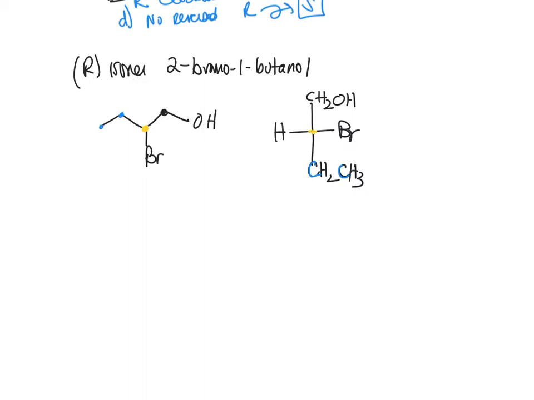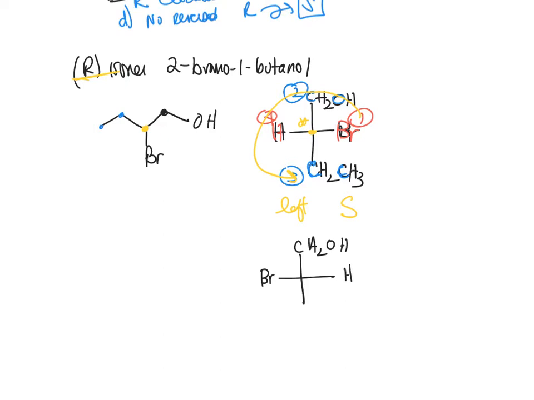Okay, assign your priorities: 1 for bromine, 4 for hydrogen, and then this is a carbon bonded to an oxygen. That would be 2. This is a carbon bonded to a carbon. That would be 3. Now you connect your 1, 2, 3. You're turning your steering wheel left. So that's an S. Okay, so you just made S. But we wanted R. So what I would just do is rewrite this on my paper and switch the bromine to this side, the hydrogen over here, CH2CH3, and that is the R.